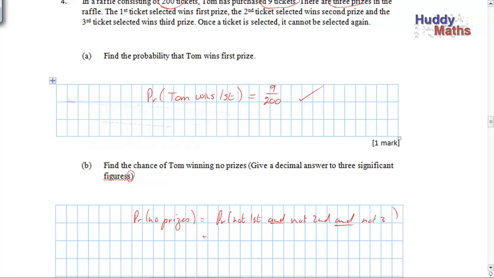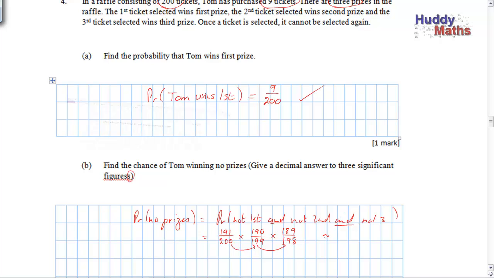So what has he got? 9 tickets. So there are 191 other tickets that could be chosen out of 200. And then one of those is chosen for the first. There's 190 left, and that ticket was not put back, so it's out of 199. And then there's 189 other than his, and it's out of 198, because each time you take a ticket, the total reduces. Okay, so that would be the answer.